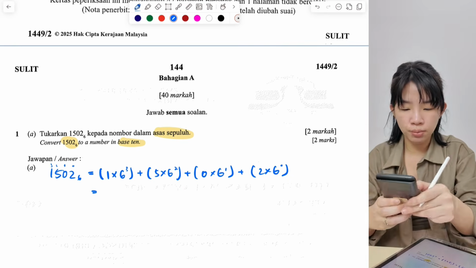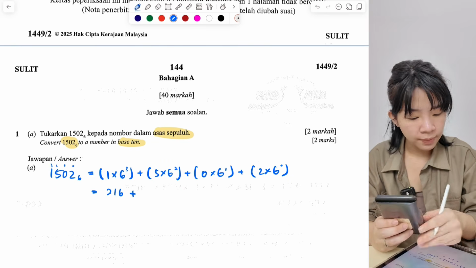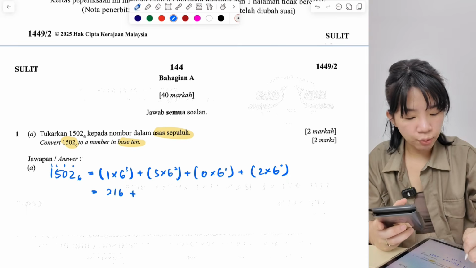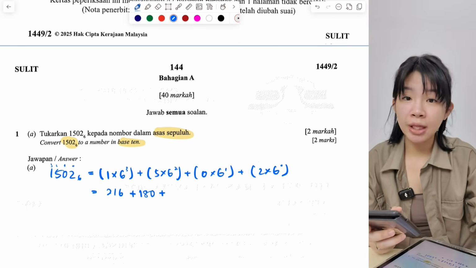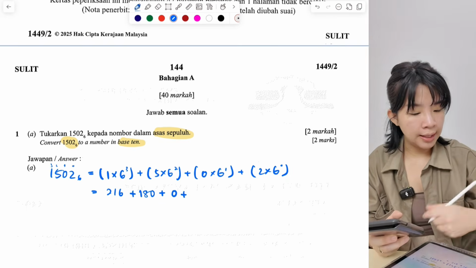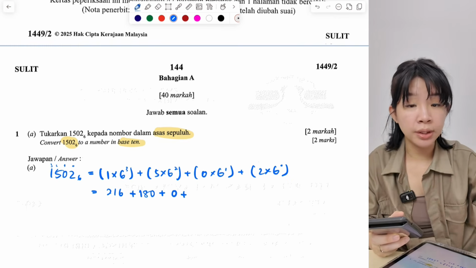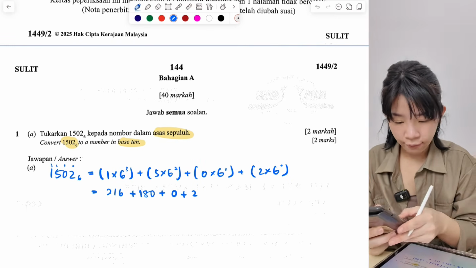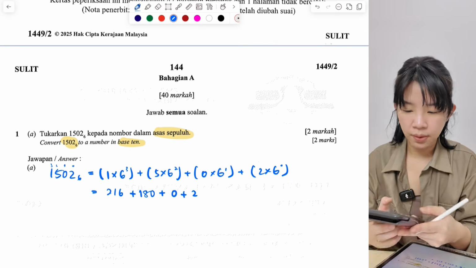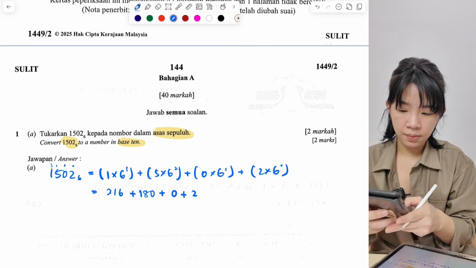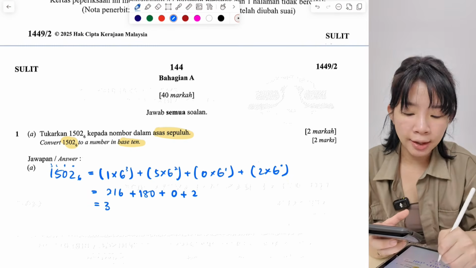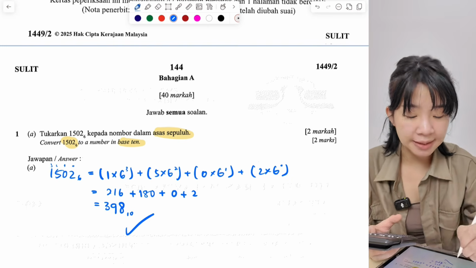Okay, 6 cubed is 216. So this one times 5, 180. And 0 times anything will be 0. And then the last one, 2 times 6 to the power 0 is 2. So we add everything up. So the answer is 398. So this is base 10.